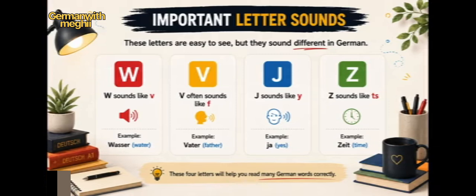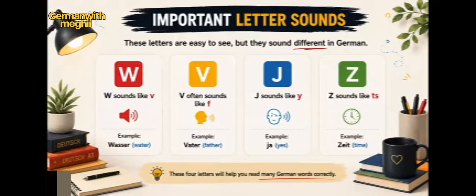The first letter is W. In German, W sounds like V. For example, das Wasser. Das Wasser means water. Listen again. Das Wasser. The next letter is V. In many German words, V sounds like F. For example, der Vater. Der Vater means father.